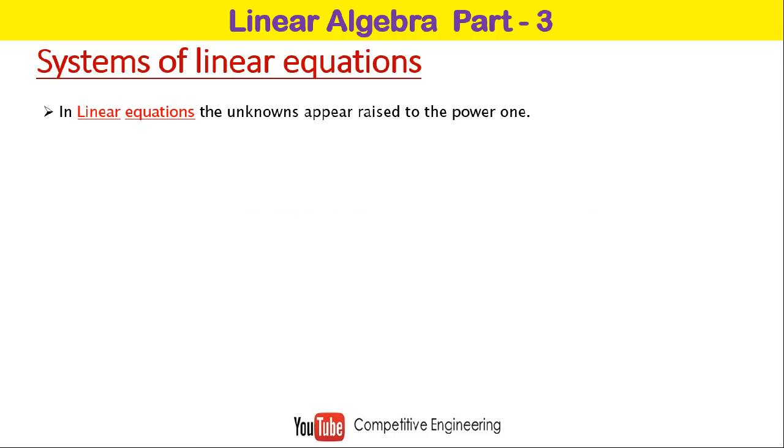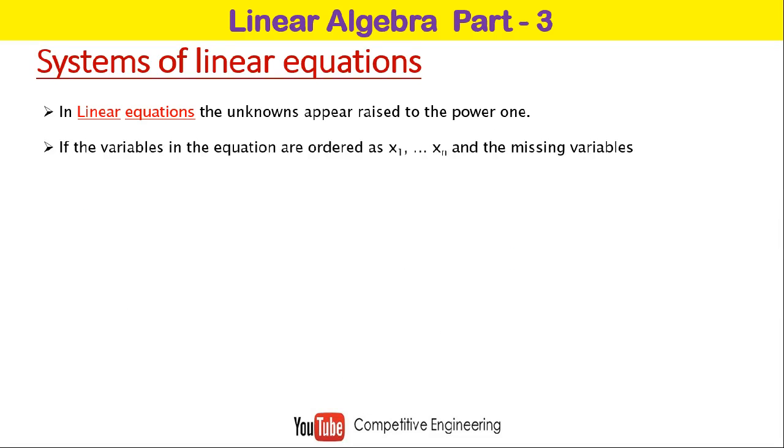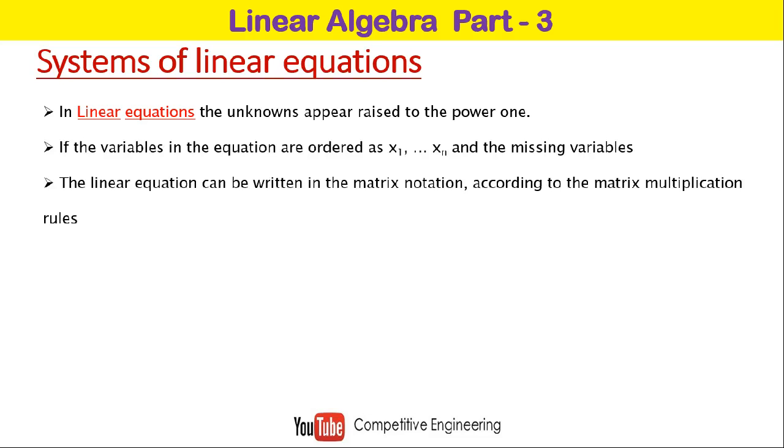So in linear equations, the unknowns appear raised to the power 1, which means x, y, not x square, x cube, etc. It will be the power of 1 only. So the variables in the equations are ordered as x1, x2, x3, etc., or normally we will write x, y, z, and so on. So a linear equation can be written in the form of a matrix. We can do the matrix multiplication and we will get the linear equations. By using the inverse concept of the matrix, we can find the solution also.